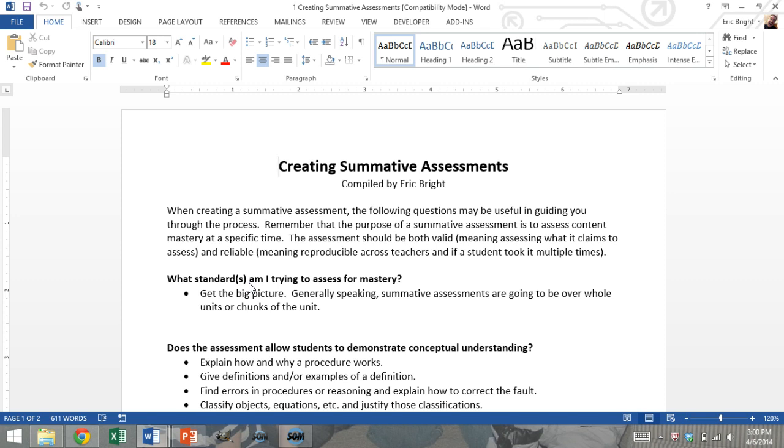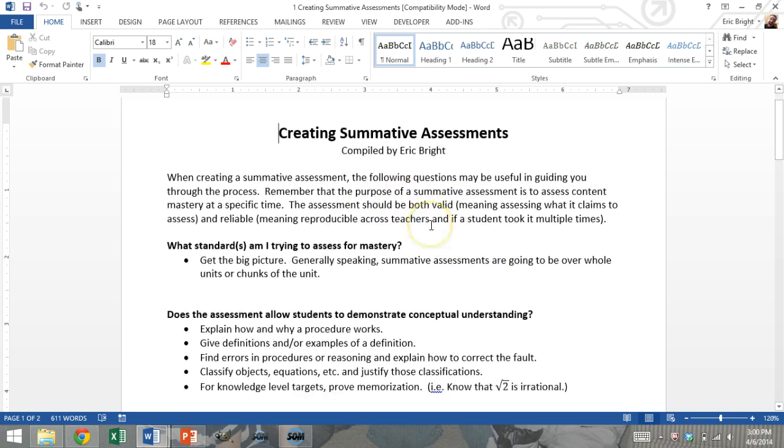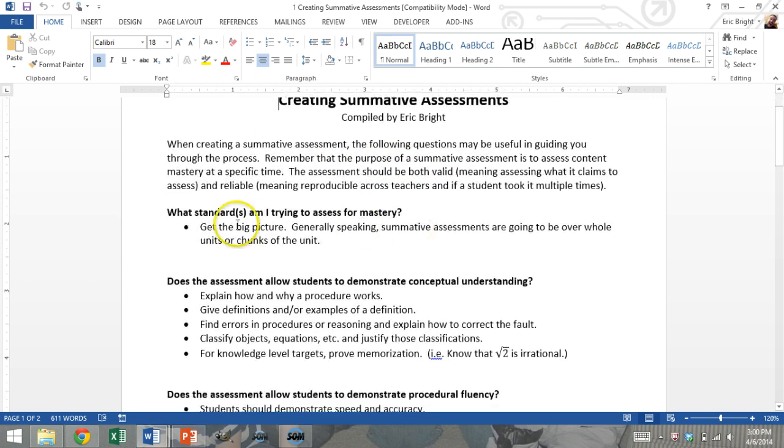So again, I went through some research, just did a quick glance through research out there on designing summative assessments and came up with this document that you can download from my website here. So again, what standard are we trying to assess for mastery? Because if we're talking about a summative assessment, then we're definitely talking about the standards. We're not talking about effort, which would be more formative. We're not talking about the other things. We're talking about the standards.